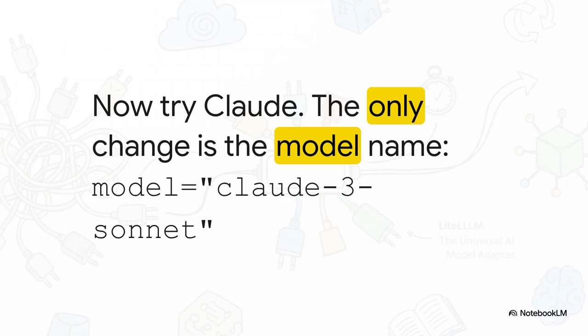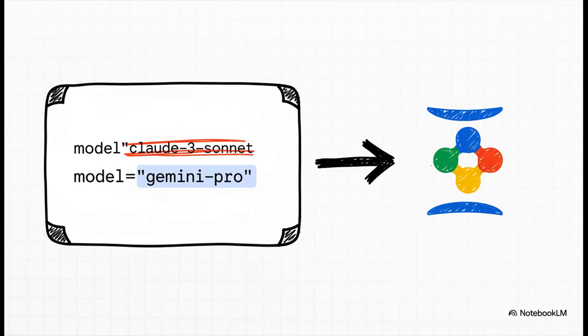Check this out. The only thing that changes is the model string. We just swap GPT-4 for Claude 3 Sonnet. The rest of the code stays exactly the same. No rewriting anything. And again, what about Gemini Pro from Google? You guessed it, same exact code. We just changed the model name to Gemini Pro. It's that easy. This is that write once, run anywhere promise in action.